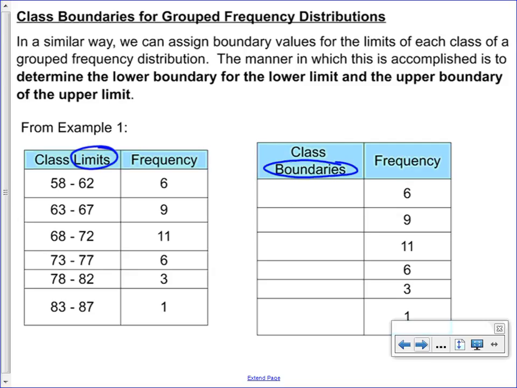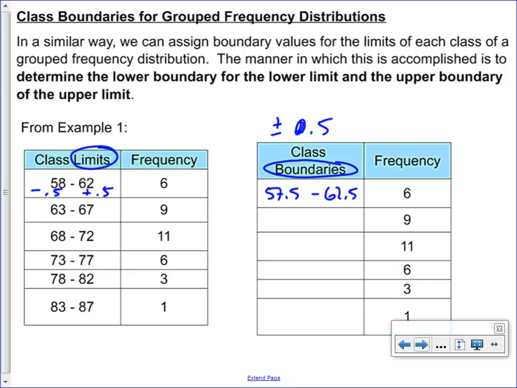Yes, very good. Remember for boundaries, last time you add or subtract 0.5. Since limits are integers, for boundaries you have to add or subtract 0.5. So from the lower limit you subtract 0.5, and from the upper limit you add 0.5. Right? So this is from the first example. Instead of 58, 58 minus 0.5 would be 57.5 to 62.5, if you just add 0.5 to the higher one and subtract 0.5 from the lower one.